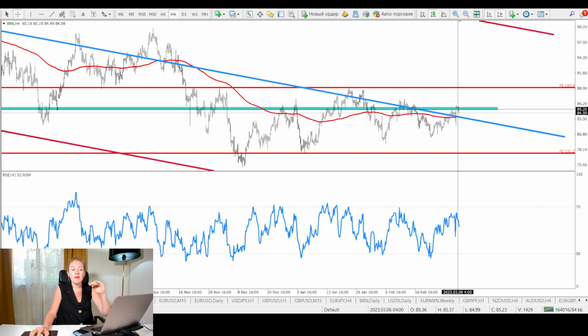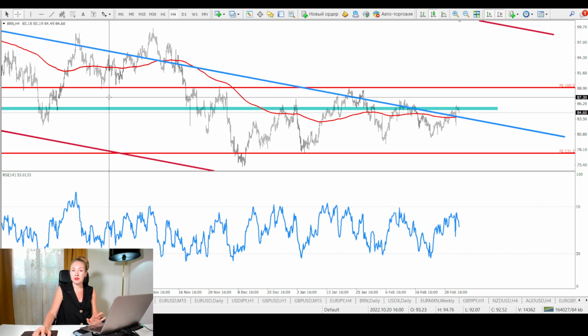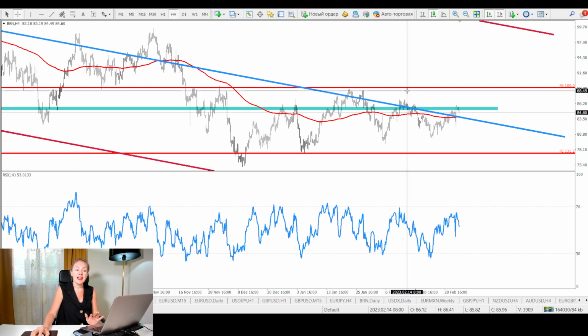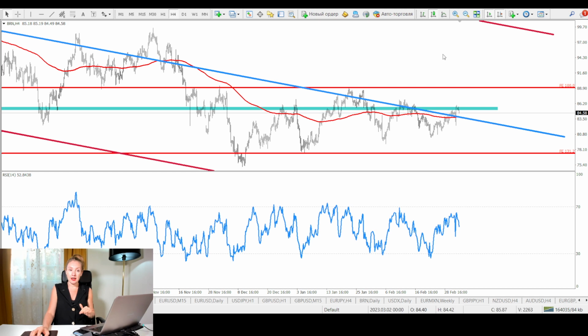How far? Above 85, I will go up to 88 because this is the next level that has been important for the last 3, 4, 5 months. It was important, the 88, 89 zone. So above 85, I'm going to buy up to 88, 89.